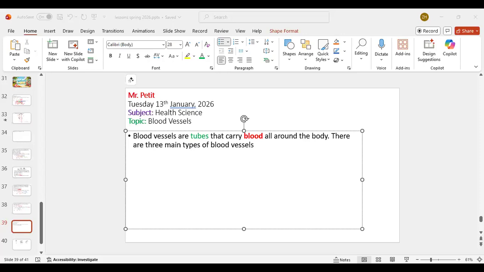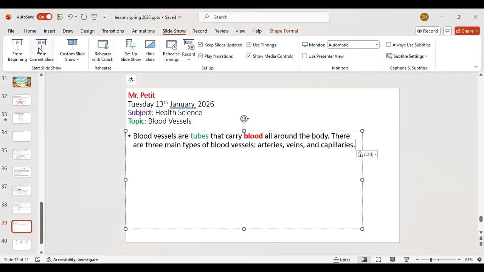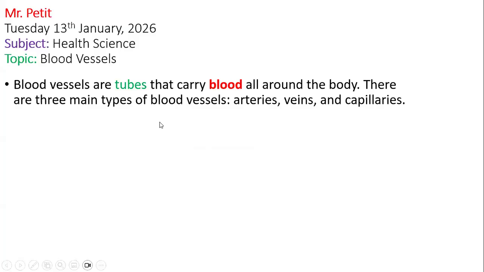All right, so what are the three main types of blood vessels that we have? Capillaries, arteries, and veins. Very good. Capillaries, arteries, and veins. And each one of them has special functions. Good.